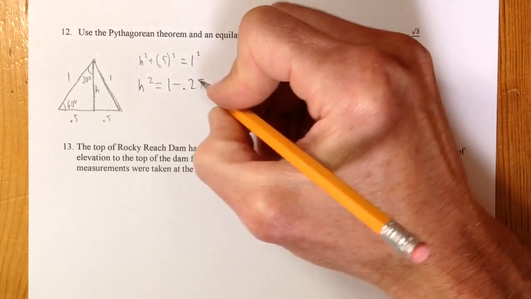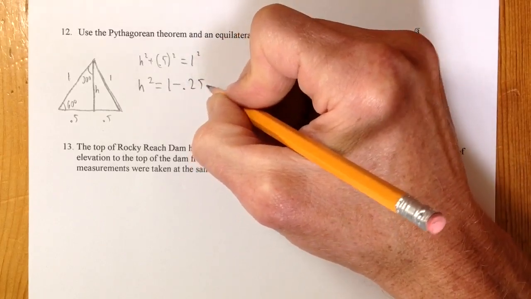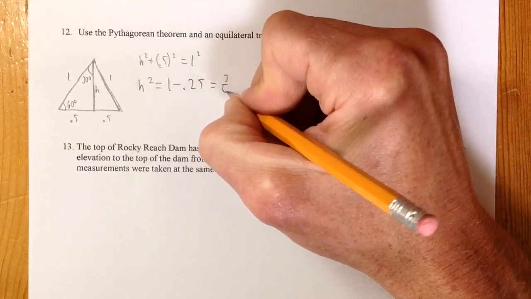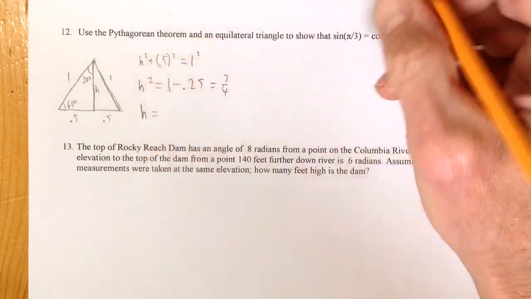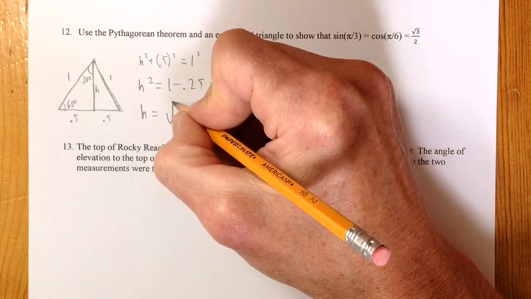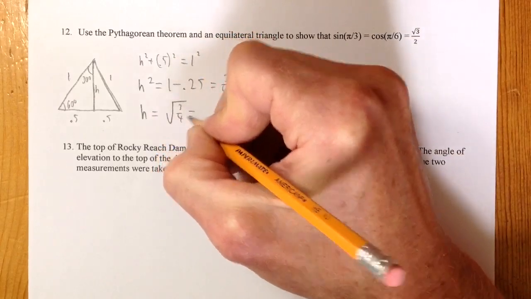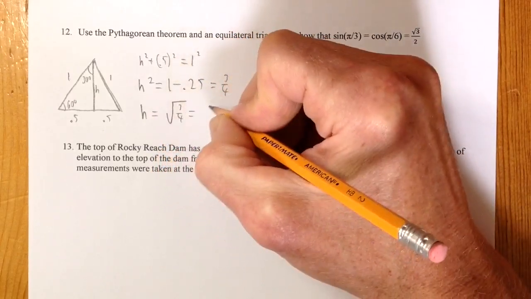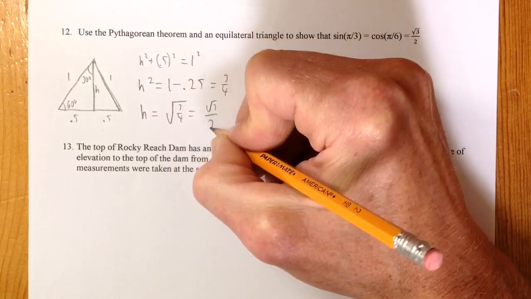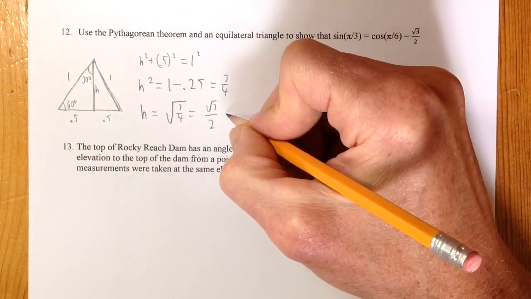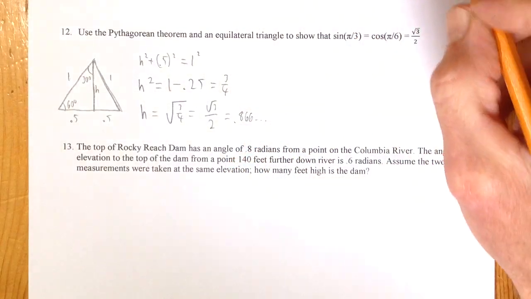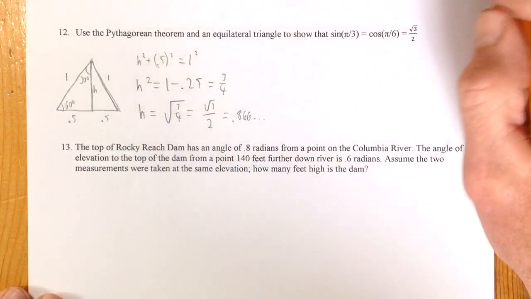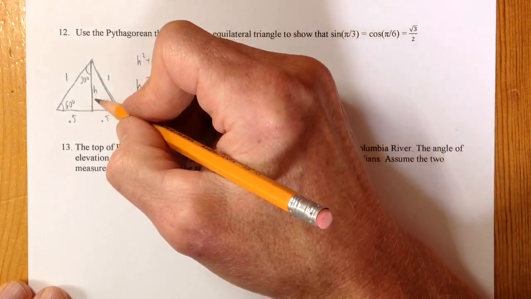Or we really want to use fractions here. So 1 minus a quarter is 3/4. So h, and we want the positive number, is equal to the square root of 3/4. Square root of 4 is good, square root of 3 is not. So that's the square root of 3 over 2. And we know that that's equal to 0.866, goes on forever. If you ever see 0.866, you know, wait, that's square root of 3 over 2. Okay, so the height is square root of 3 over 2.